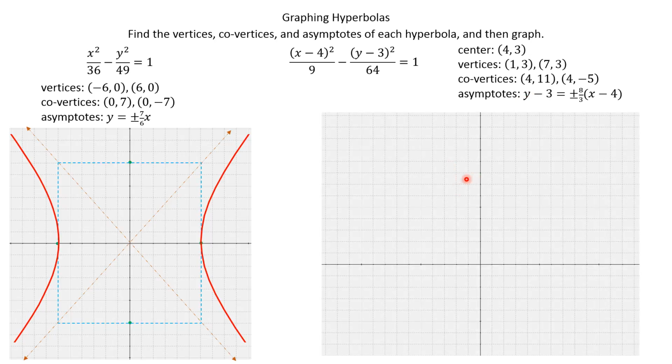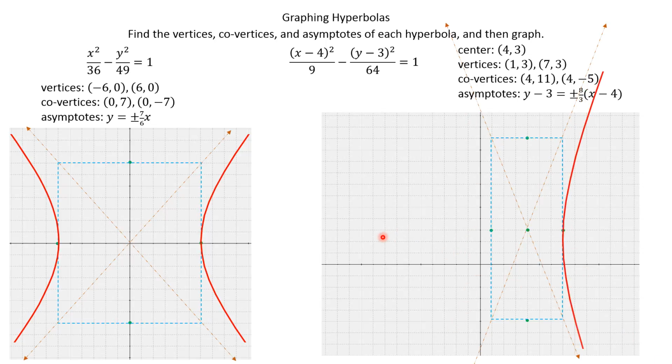Get our graph. Let's start at our center, 4, 3. Now we're going to go over 3. So start here, go over 3, go over 3 this way. We can go up 8 and down 8. Draw the box. Draw our asymptotes through the corners. And then this one is again a horizontal one because we have x squared minus y squared. So starting from here, we'll go up and down to make our hyperbola.